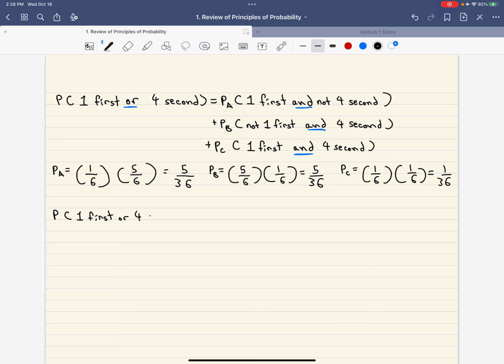And so our overall probability that we either get a 1 first or a 4 second would just be the sum of PA, PB, and PC. So 5/36 plus 5/36 plus 1/36, and that gives us an 11 out of 36 chance that we satisfy either of these conditions. Alright? And so this is how, if you're dealing with a multi-step process, you could break it down in order to calculate the individual probabilities of each step, and that'll give you the overall probability.